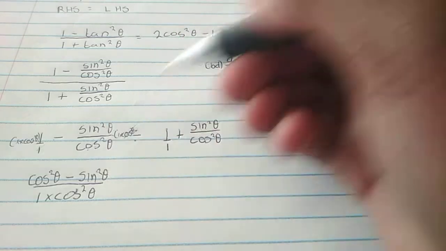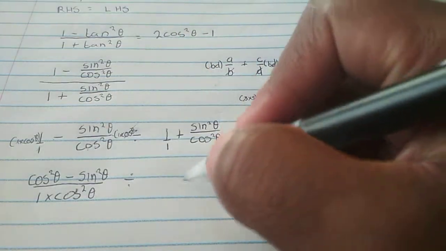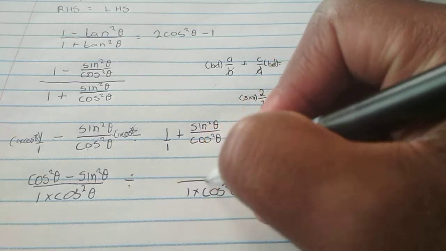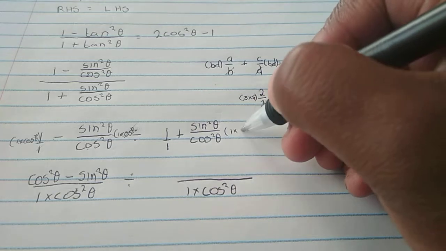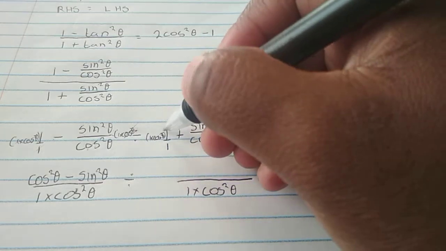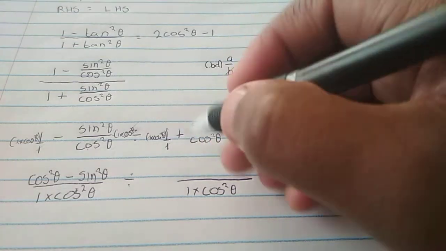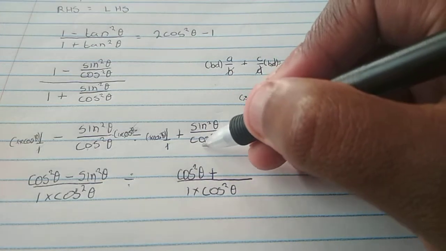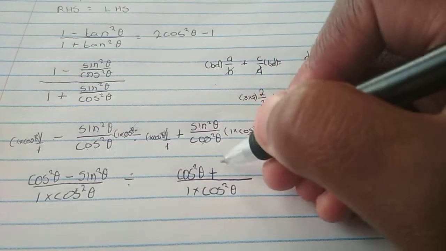Right, and then I'd say this one cancels that one. I'm left with cos squared theta. Yeah, I put the minus sign as it is. That cos squared theta cancels that one, so I'm left with sine squared theta. Have a division sign there. Do the same. That's my denominator, the 1 times cos squared theta. Take that denominator, put it there. Put it this side as well. Anyway, that one cancels that one, and I'm left with cos squared theta. Take that plus sign as it is. That cos squared theta cancels that one, and I'm left with a sine squared theta.